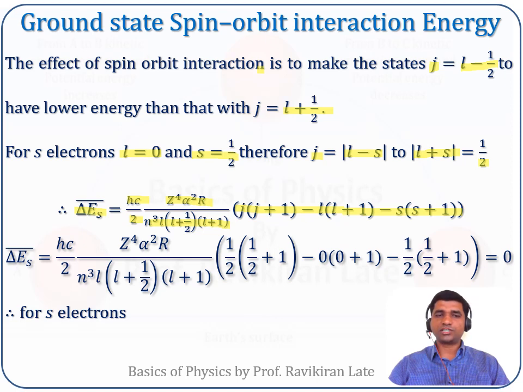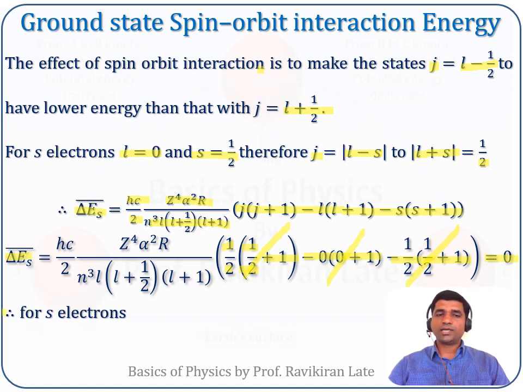If I substitute it in this expression, for j I have to substitute 1 half, so it will be 1 half into 1 half plus 1, minus the value of l, which is 0, so it is 0 into 0 plus 1, minus s, which is 1 half, so it is 1 half into 1 half plus 1. So this first bracket and this third bracket are equal and opposite in sign, so they will cancel each other, and 0 into anything will be 0. So 0 multiplied by this constant, you will get the answer 0 over here.